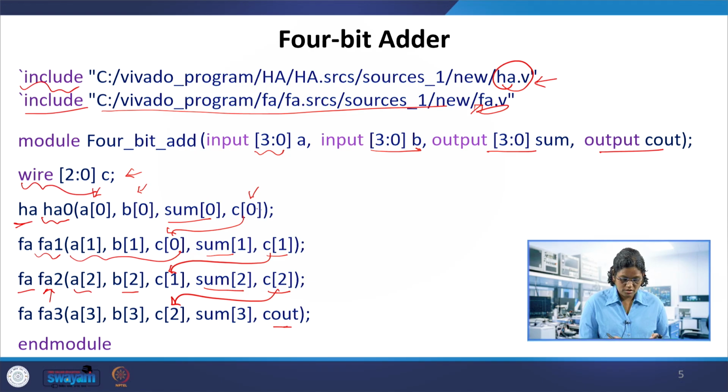Otherwise these outputs are unknown, so the wire declaration is a mandate here. Then module and endmodule. So this is instantiating two different modules inside the module. We have only one half adder module and one full adder module, and the full adder module can be instantiated multiple times, while the half adder module is instantiated once. So you can see the calling of other modules inside one module, and multiple instantiations as well.